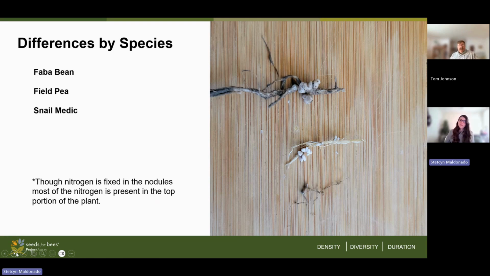However, something to note, even though I have been talking about nodules so far, the nitrogen that is fixed by these nodules is transported into the top of the plant. So that top biomass is where most of your nitrogen is. It's not down in the roots.